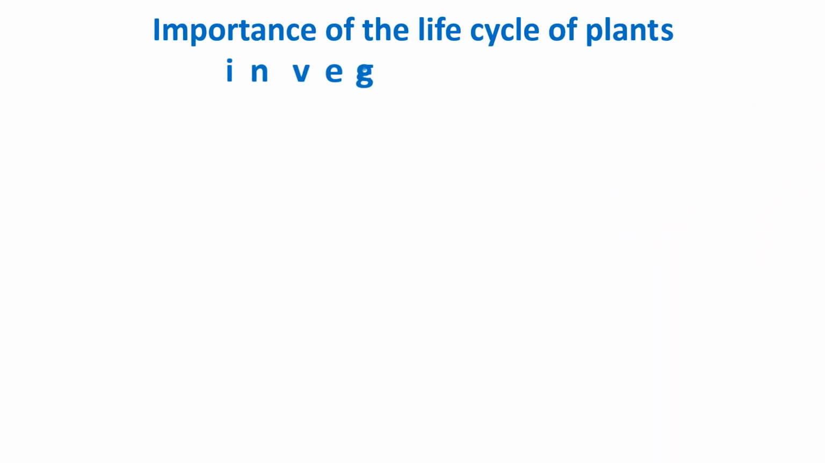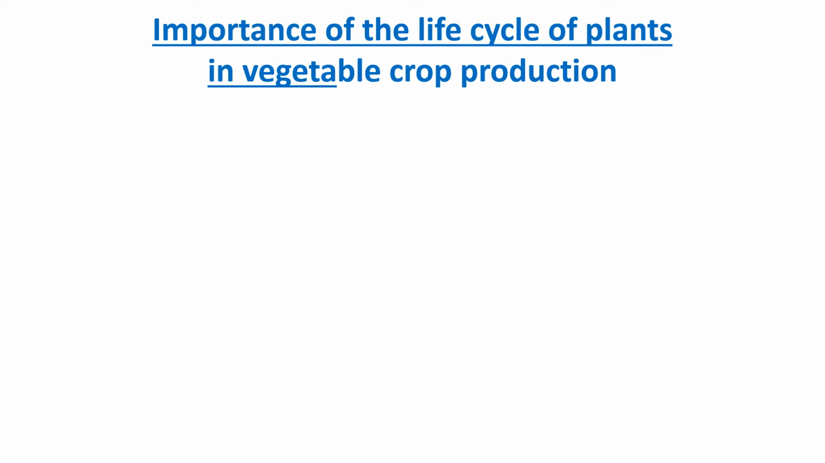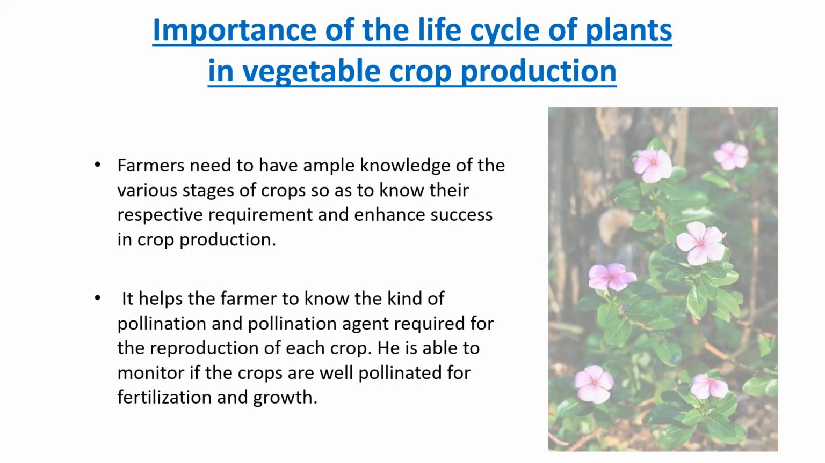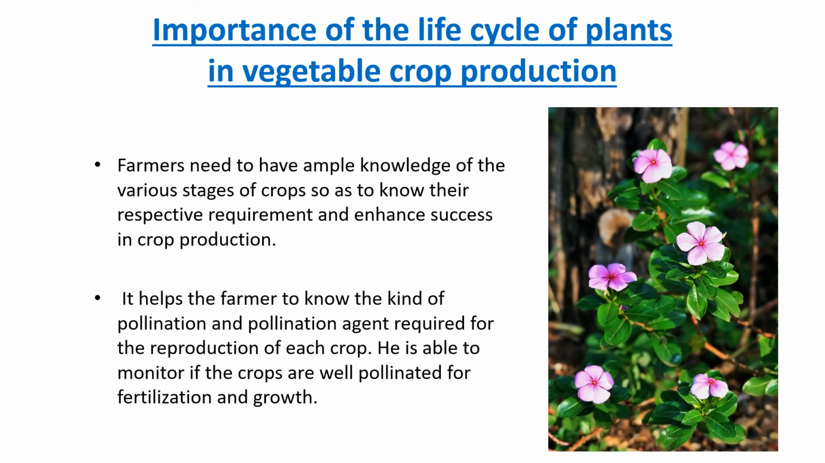Importance of the life cycle of plants in vegetable crop production. Farmers need to have ample knowledge of the various stages of their crops so as to know their respective requirements and enhance success in crop production. It helps the farmer to know the kind of pollination and pollination agent required for the reproduction of each crop. He is able to monitor if the crops are well pollinated for fertilization and growth.